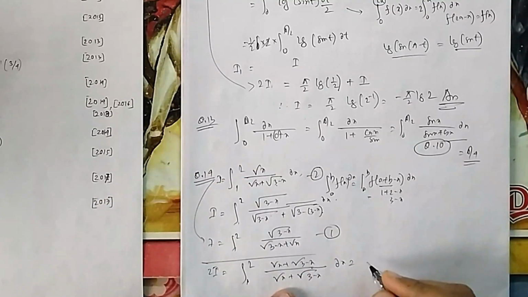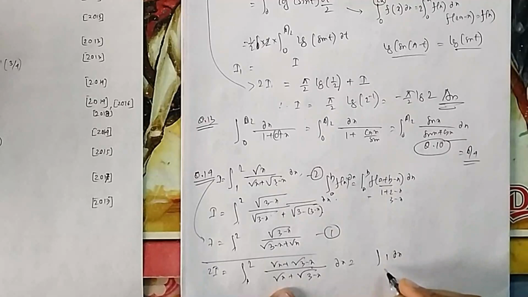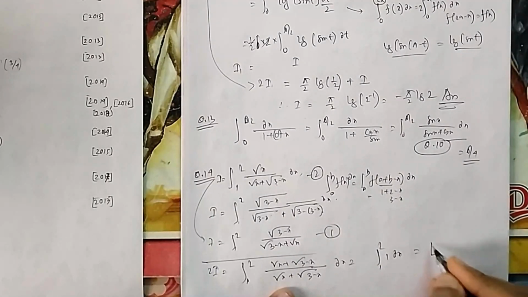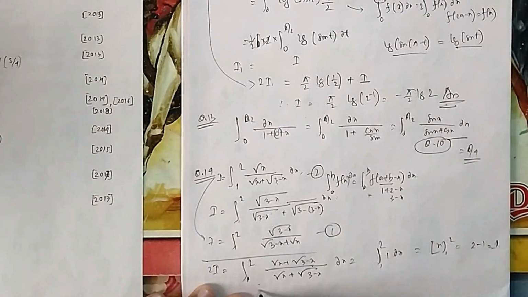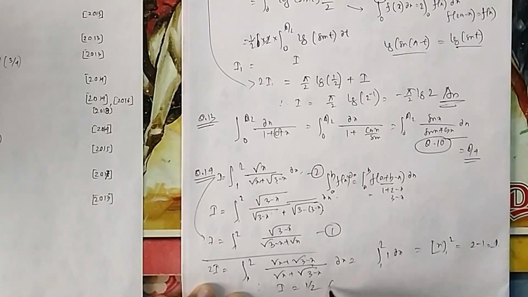So ultimately it will get cancelled. You will be left with integral of 1 dx from 1 to 2. So it will be x from 1 to 2, which is 2 minus 1, so it will be 1. Therefore your I will be equal to half. So that is your answer.